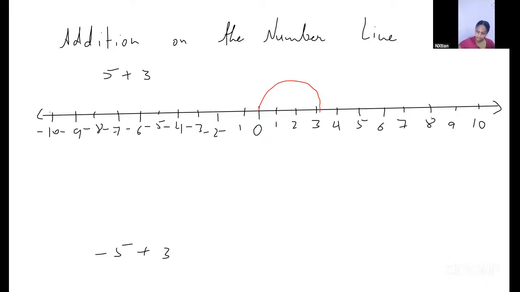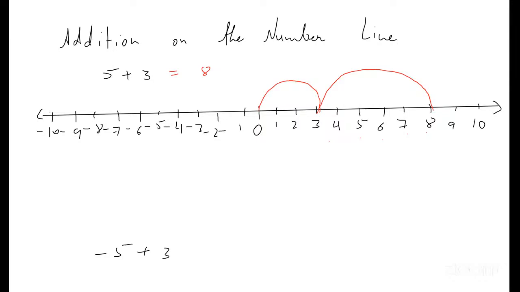And then from 3 we have to move 5 places. So count 5 places: 1, 2, 3, 4, and 5. How many places do we have in total? 8 places. So the answer becomes 8. See, this is very simple. 5 plus 3, you can just do it without any number line.